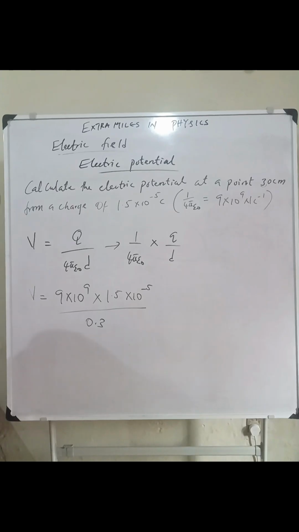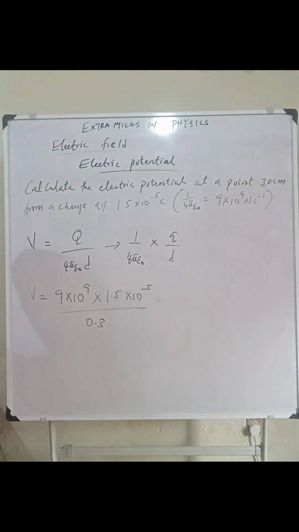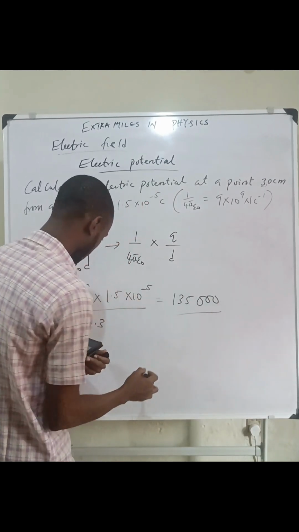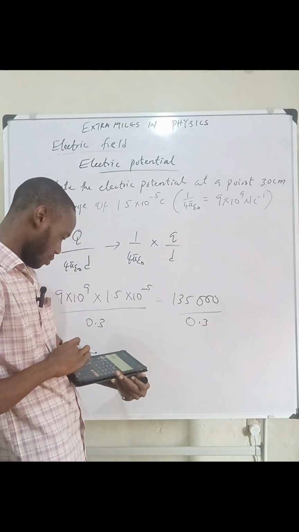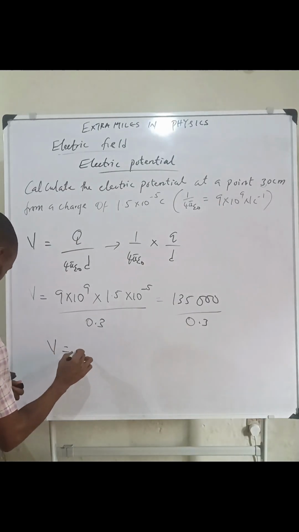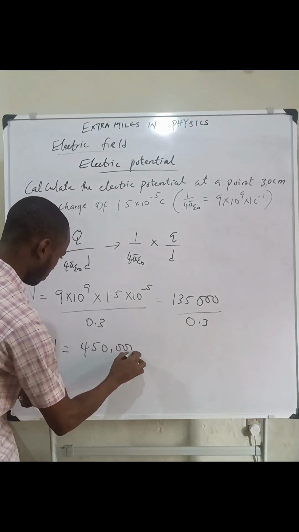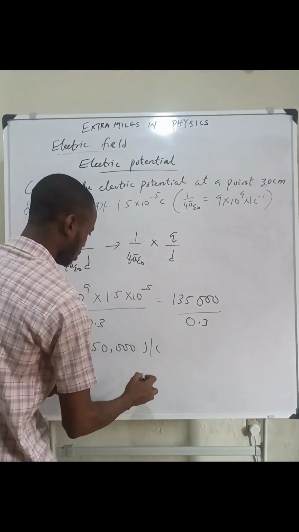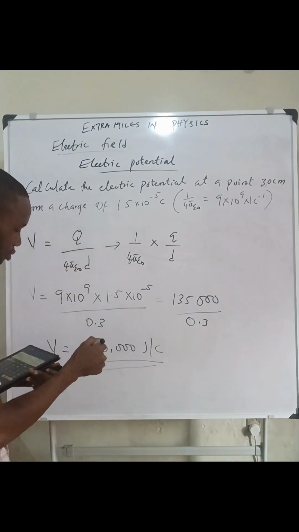So the calculator can finish up the job and save time. When we multiply, we have 135,000 divided by 0.3. So when we divide by 0.3, we are having our electric potential to be 450,000 joules per coulomb.